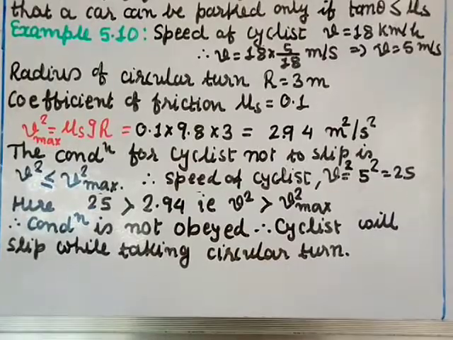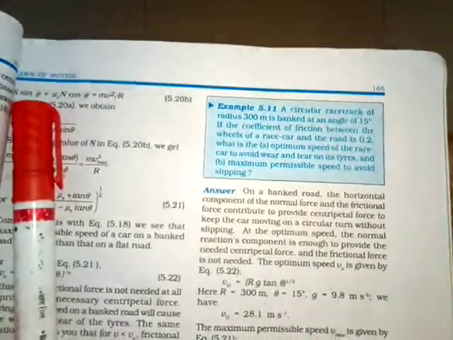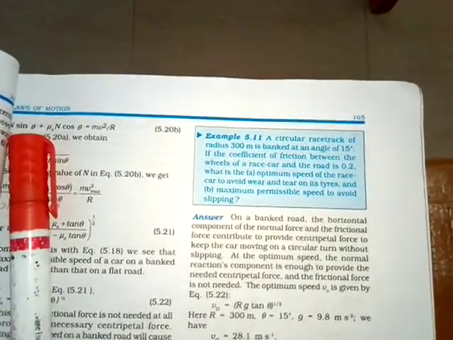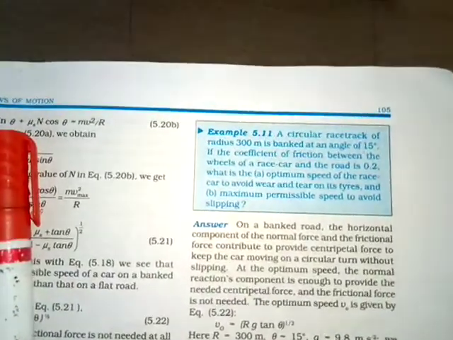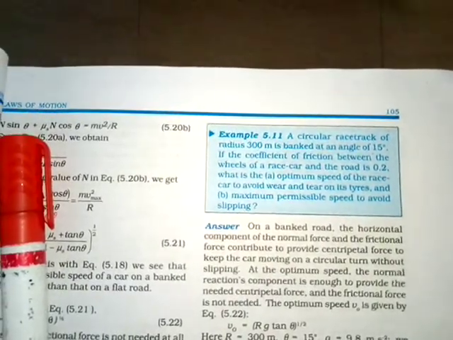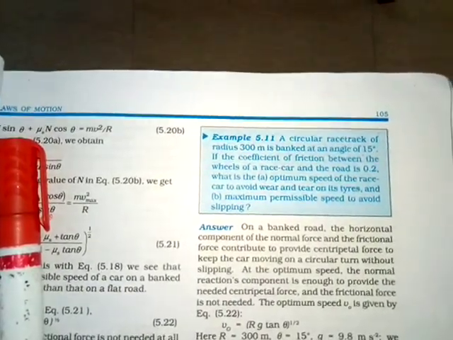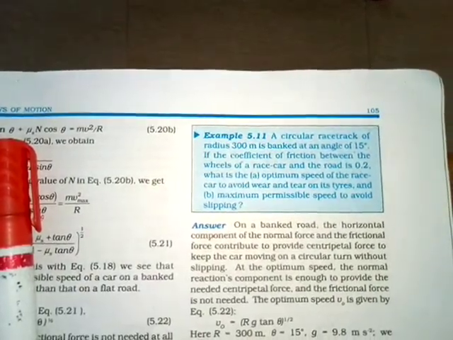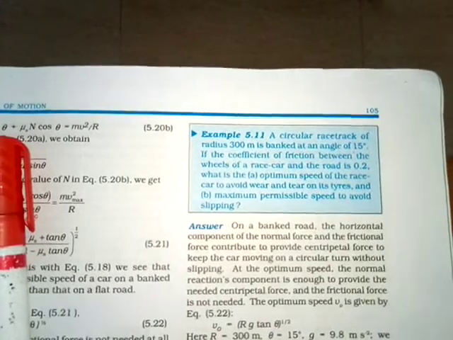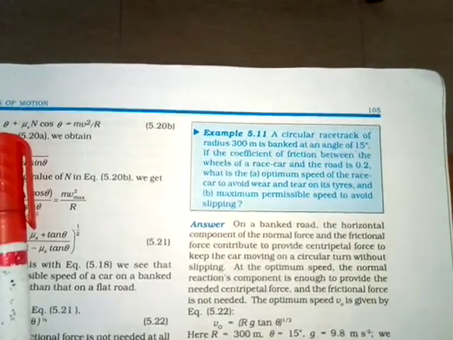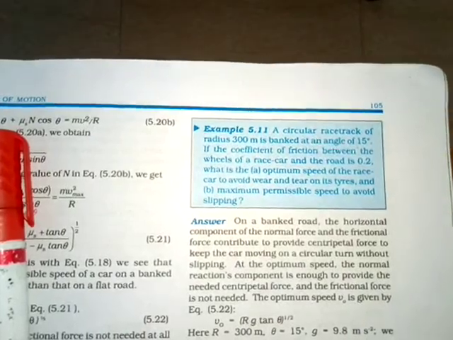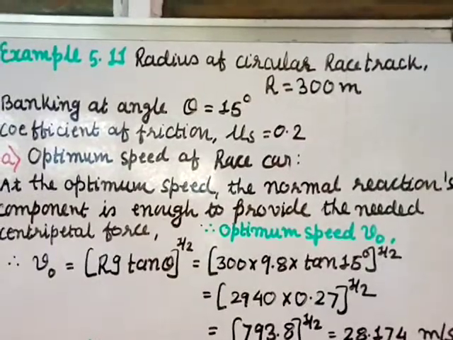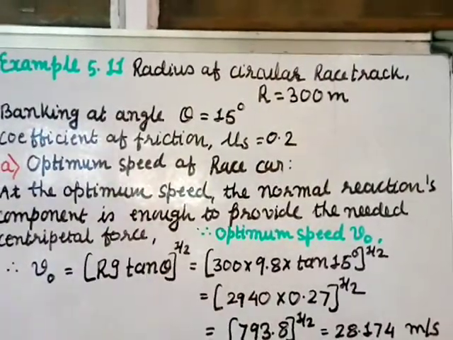Example 5.11. A circular racetrack of radius 300 meter is banked at an angle of 15 degree. If the coefficient of friction between the wheels of a race car and the road is 0.2, what is, number A, the optimum speed of the race car to avoid wear and tear on its tires, and number B, the maximum permissible speed to avoid slipping? First, I write the data which are given in example 5.11.